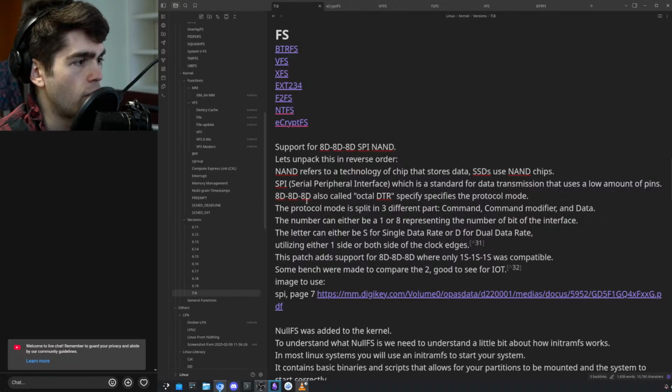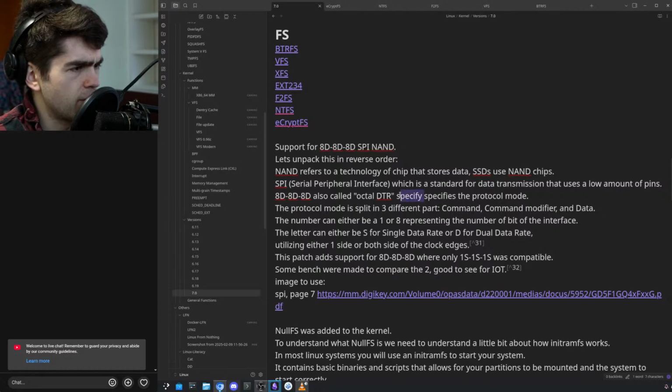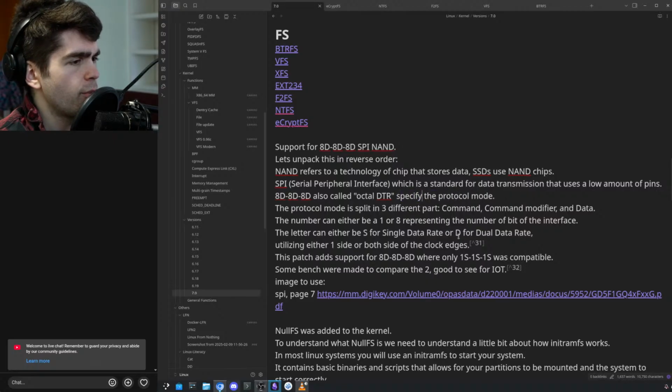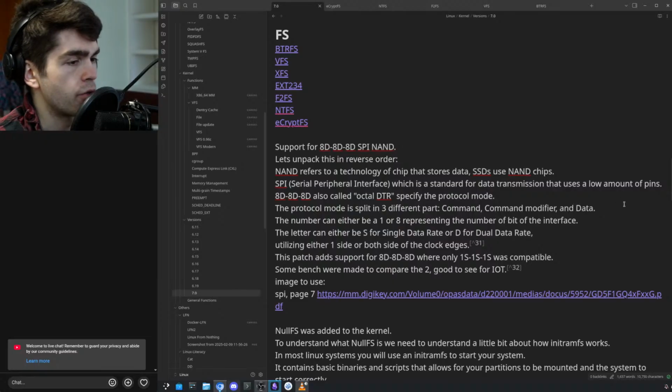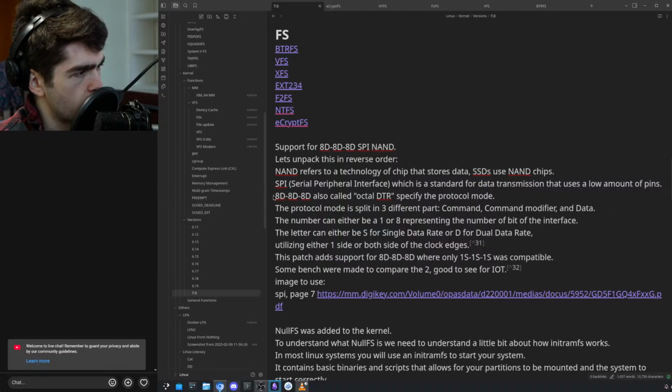AD, also called octal DTR, specifies the protocol mode. The protocol mode is split in 3 different parts. So we have the first part, which is command, second one, which is the command modifier, and the third, which is data. So here we could put the text over each part.